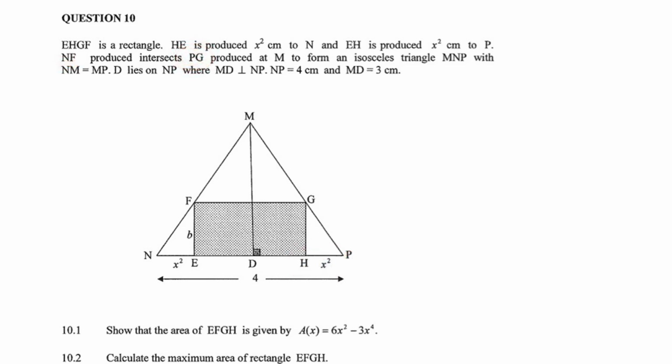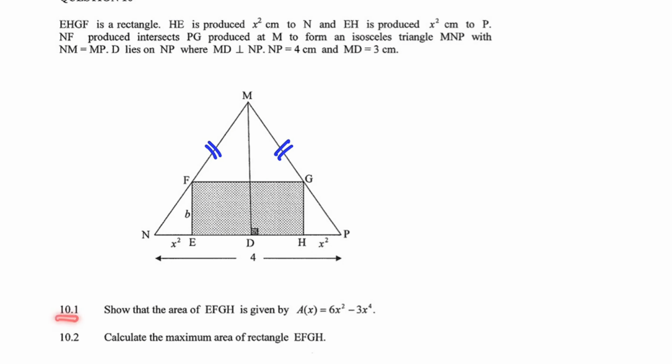NF produced intersects PG produced at M. So simply what they are saying is that if you extend NF and you extend PG, they meet at M. And this forms an isosceles triangle MNP. So this is our isosceles triangle with NM equal to MP. D lies on NP in such a way that MD is perpendicular to NP. NP is equal to 4 units, so the full length of N to P is 4 units, and MD, the perpendicular height, is 3 units or 3 centimeters.